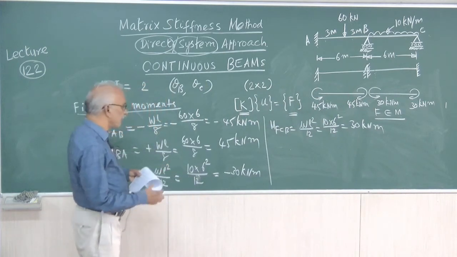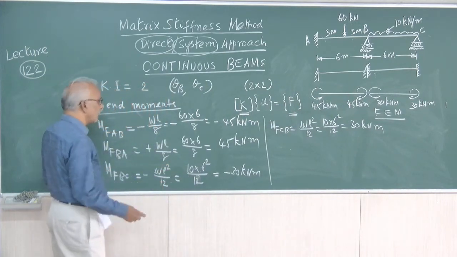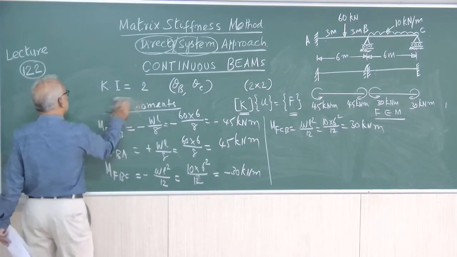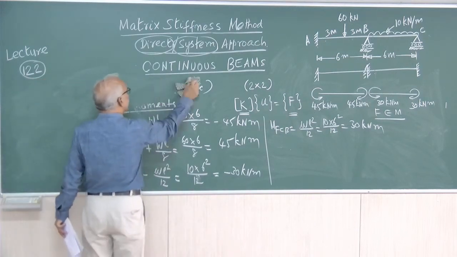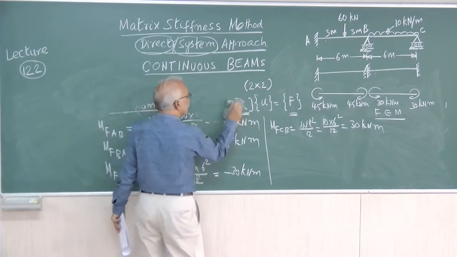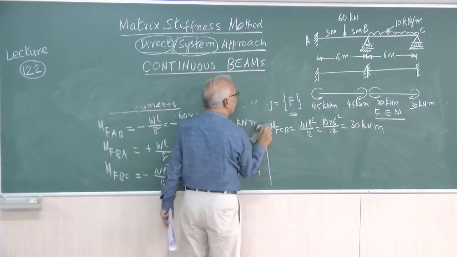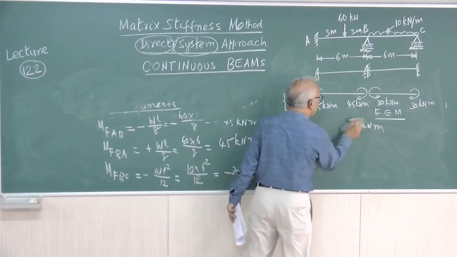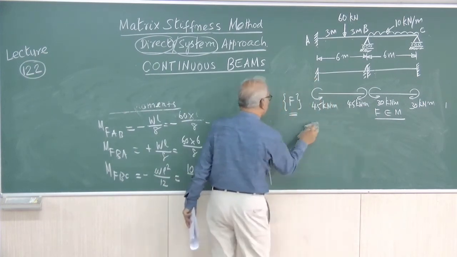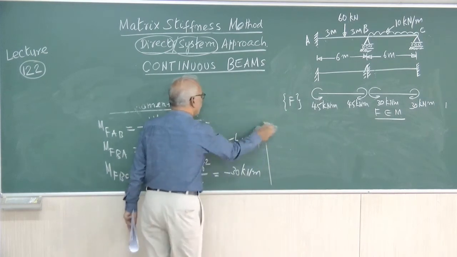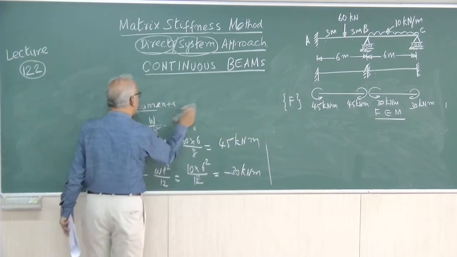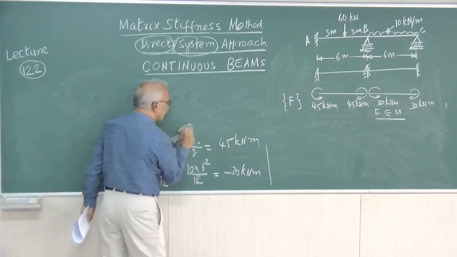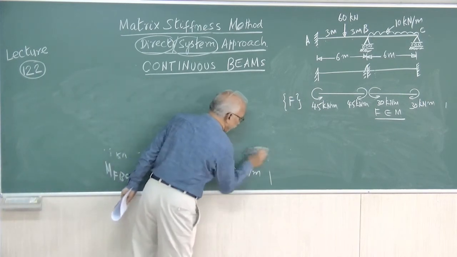Next is determination of the fixed coordinate forces. The right hand side F will consist of the fixed coordinate forces and forces given at the system coordinates. Now, in our problem, there are two system coordinates.